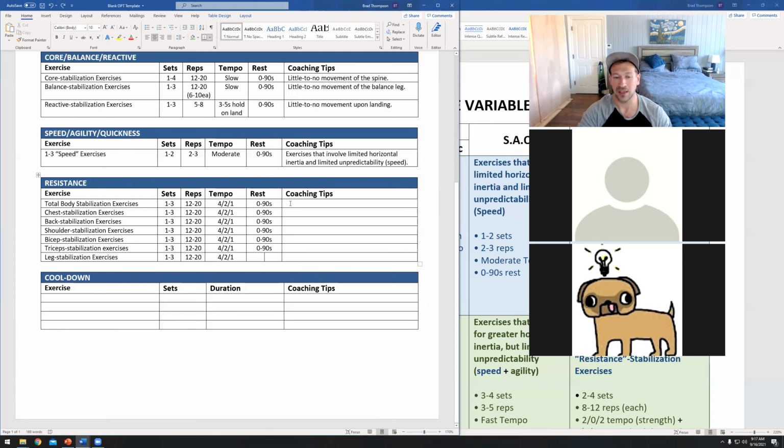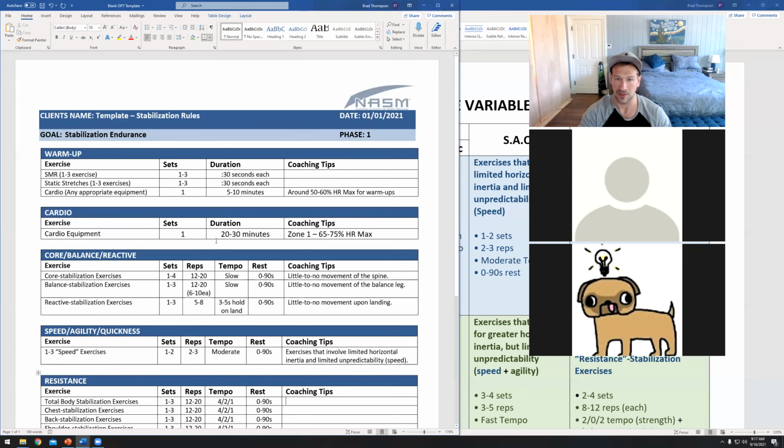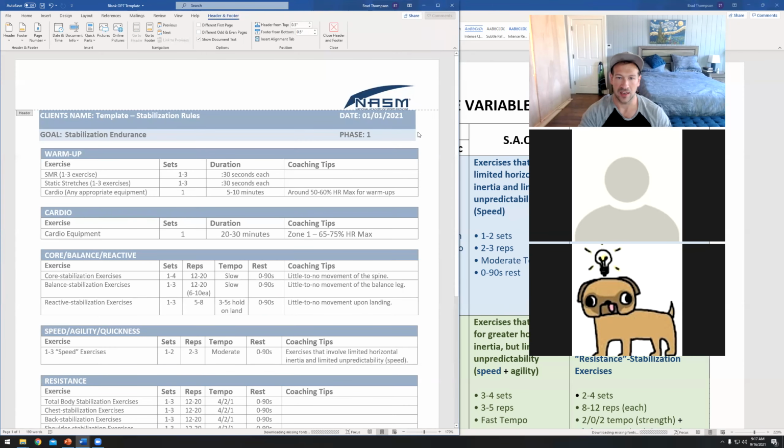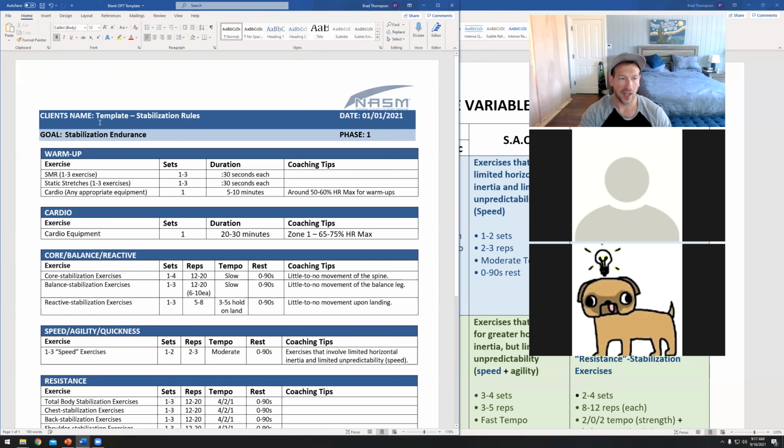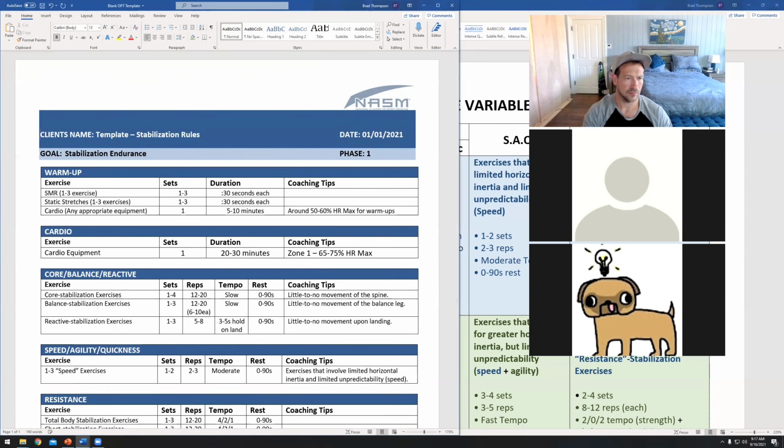If I were going to put something in the coaching tips for this section, that's what I would put there. But I don't want to put that in there because it's not a NASM rule, and we're trying to keep this to be all the NASM style stuff today. That's driving me a little crazy.